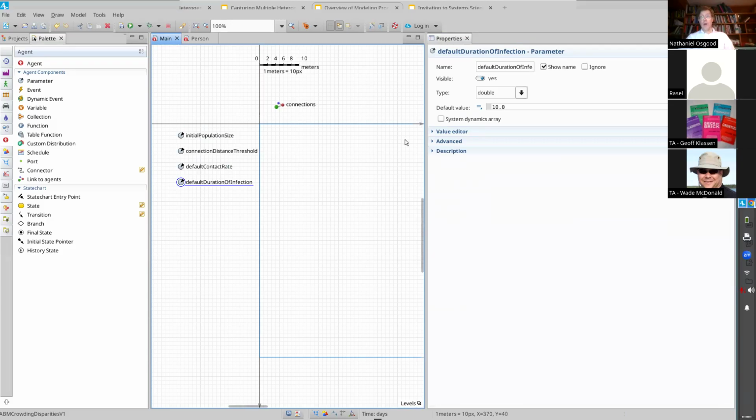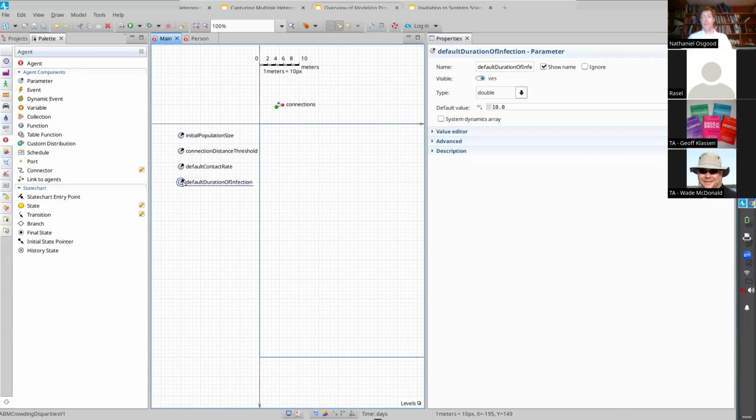Okay, so this is at a main level. These are going to inform, like contact rate and duration of infection will inform default values at an individual level, and I'll show you that idiom, that pattern. Okay, so I wanted those set up, and I know it's annoying. And maybe Jeff, you could report these: initial population size is 1,000 by default. Connection distance threshold is 100 by default, 100 spatial units. Default contact rate is 1.0 by default. Default duration of infection is 10.0 by default.